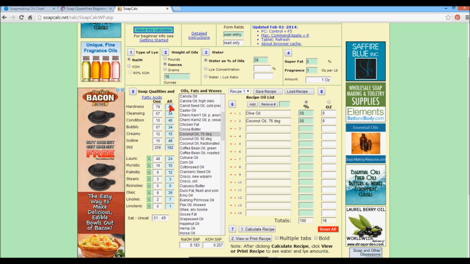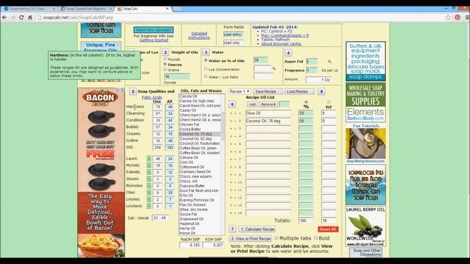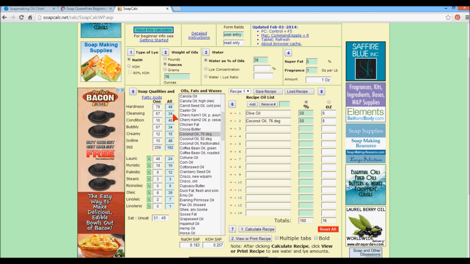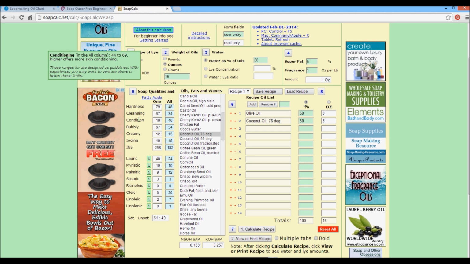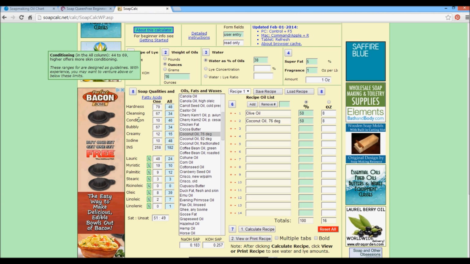Now remember that if you flip over here, the range that we want is 29 to 54, so our hardness falls right in. Cleansing is 12 to 22. We're way off the chart. Conditioning is 46. It's a little on the low end, especially since our cleansing is so high. This isn't going to be a good soap, in my opinion.